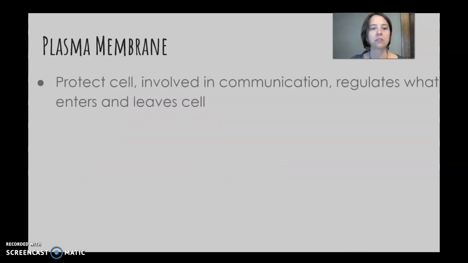So let's delve into the plasma membrane. Some is review, some is new. What does it do? Well, it protects the cells, it's involved in communication, and it regulates what enters and leaves the cell.